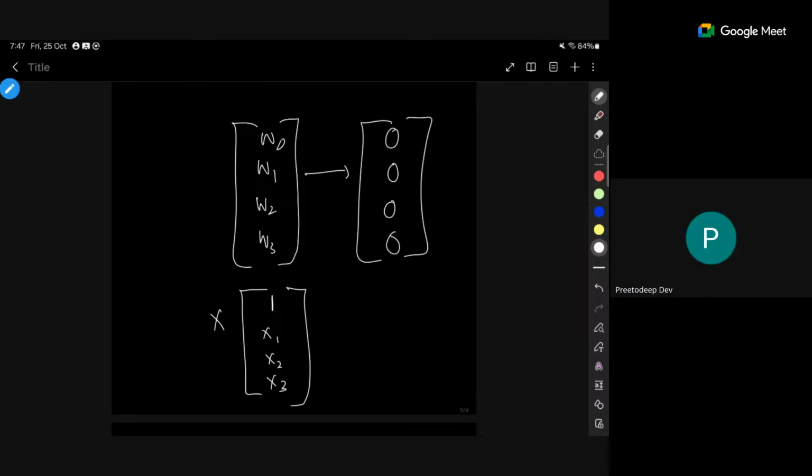Sir, from the exam viewpoint, proofs are not required, right? We're talking about the proof of convergence. No, not that much is required. Okay.